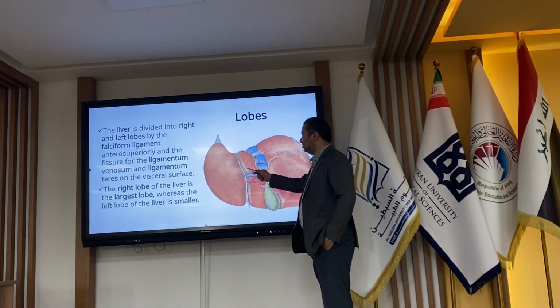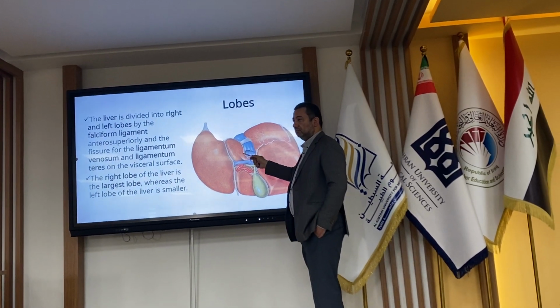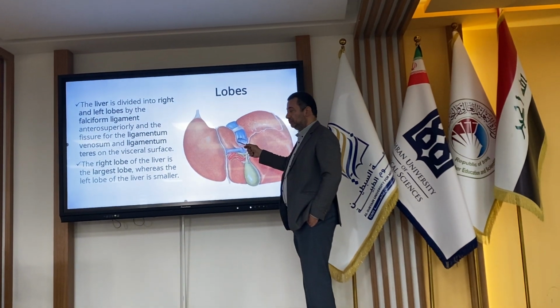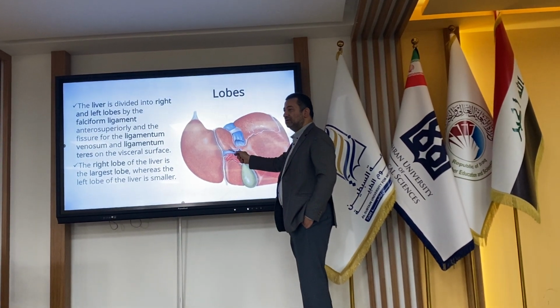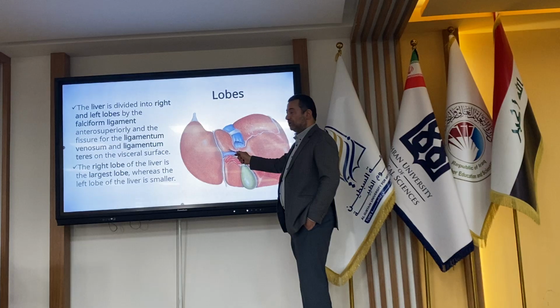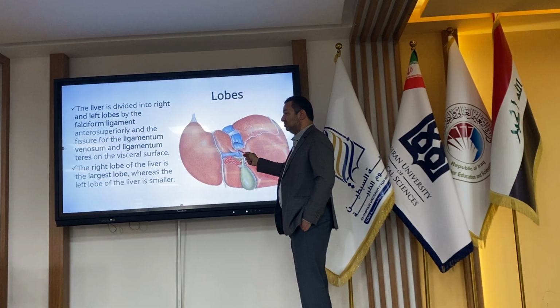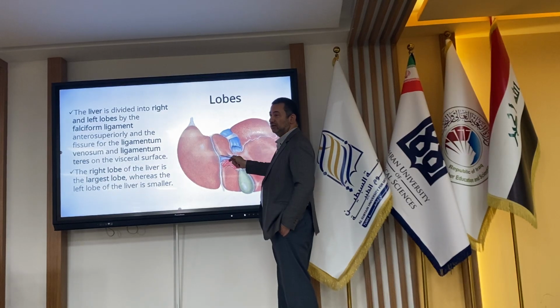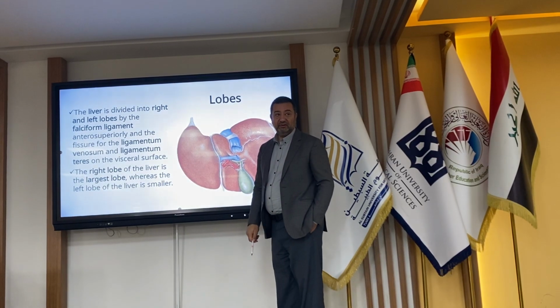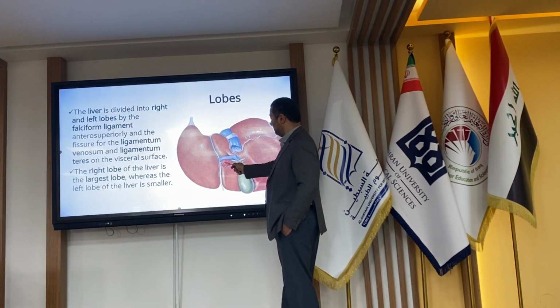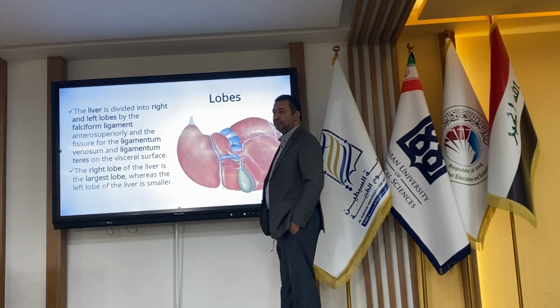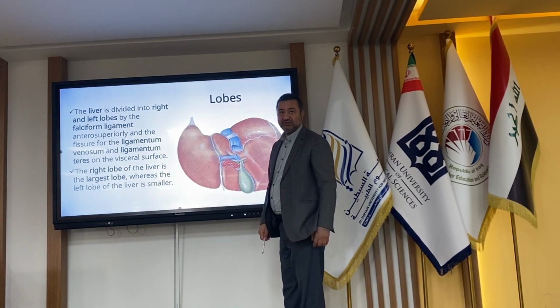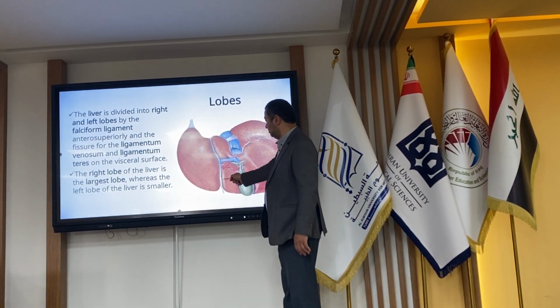Here is caudate lobe. Here is papillary process. Here is caudate process. This is ligamentum venosum. This is ligamentum teres hepatis, round ligament of the liver.